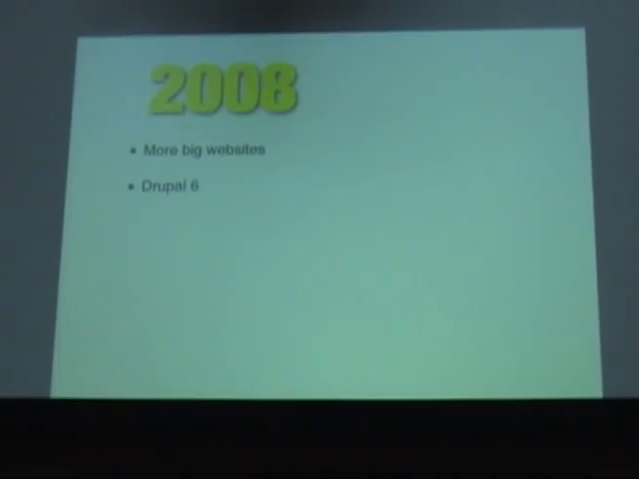Drupal 6 came out in 2008. More books. Pro Drupal Development, I think, came out in 2007. That was sort of the first all-Drupal book that Matt co-wrote with John VanDyk. Good book. Everyone should buy it.